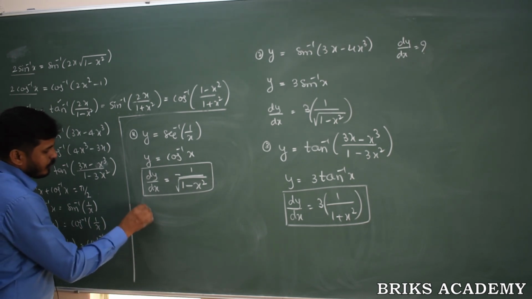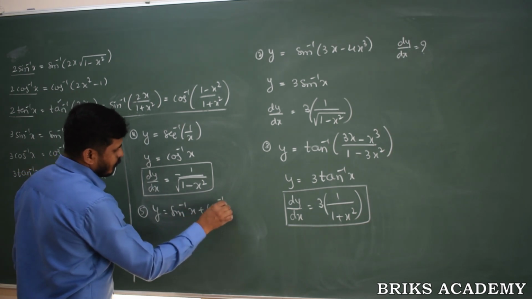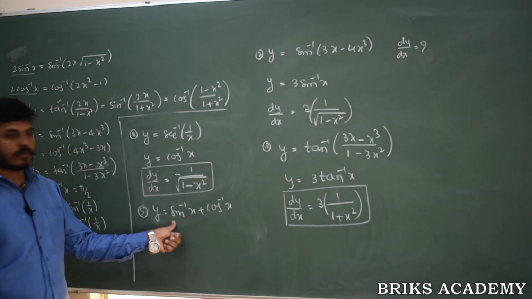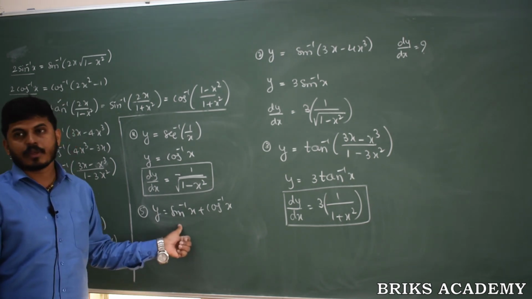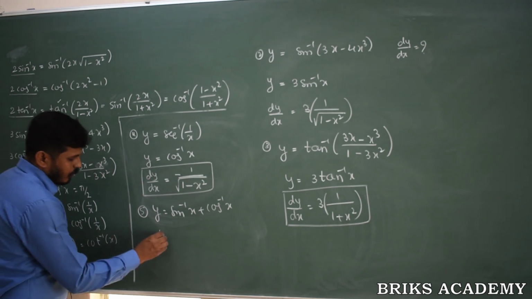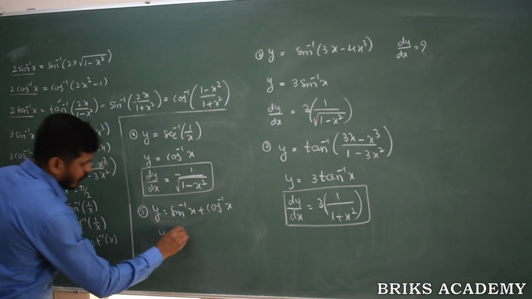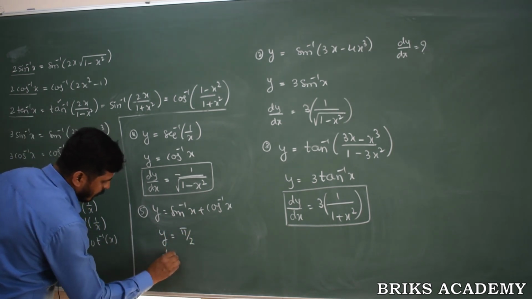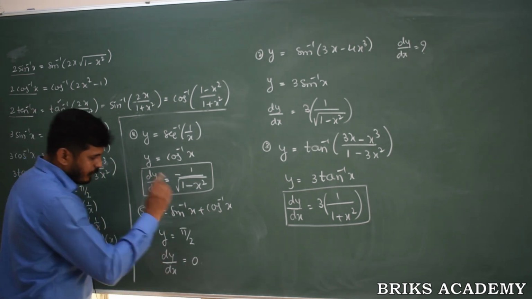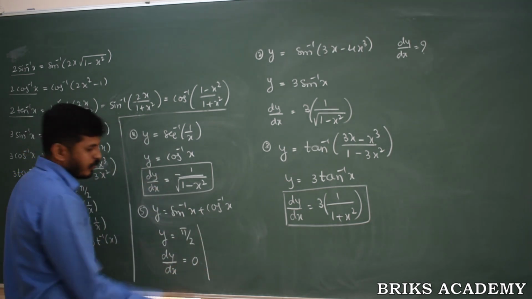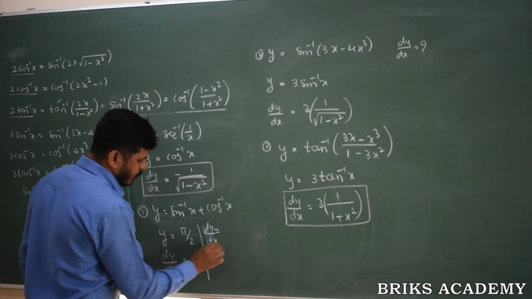Now the last one. y is equal to, say, sin inverse x plus cos inverse x. On the first day itself I gave this under simple problems, but now I am doing this by using the inverse trigonometric formula. y is equal to, what is sin inverse x plus cos inverse x? Sin inverse x plus cos inverse x is pi by 2. Now dy by dx is equal to, what is the differentiation of pi by 2? It is 0. In the first class, how did you do this one? Using simple functions.